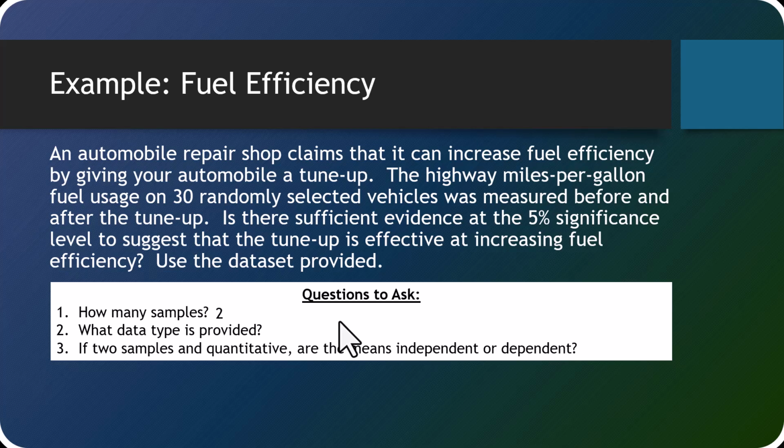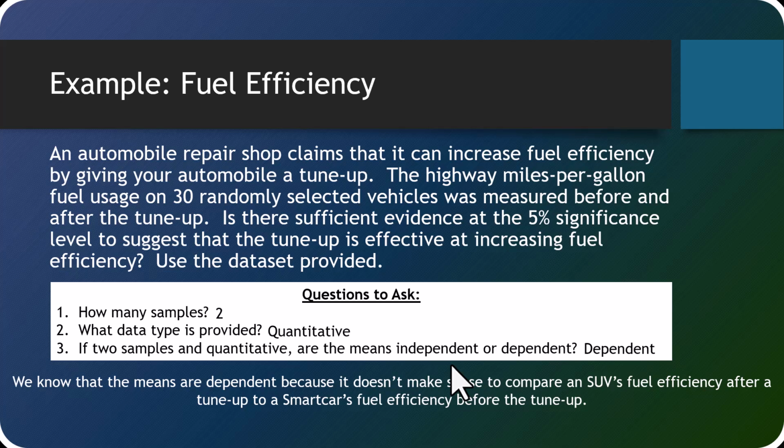Well, let's think about the highway miles per gallon fuel usage. What kind of data is that? Well, miles is a measure, gallons is a measure. So these are both measures, so that means that we are working with quantitative data. And since we have two samples with quantitative data, we have to ask ourselves, are these means dependent or independent? And the answer is that they're dependent.